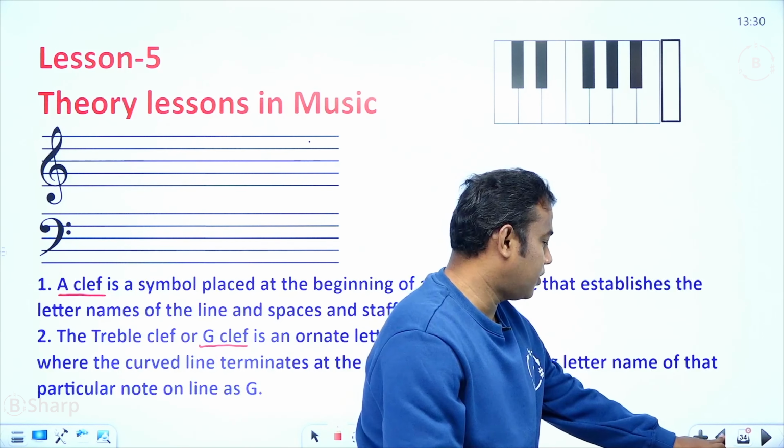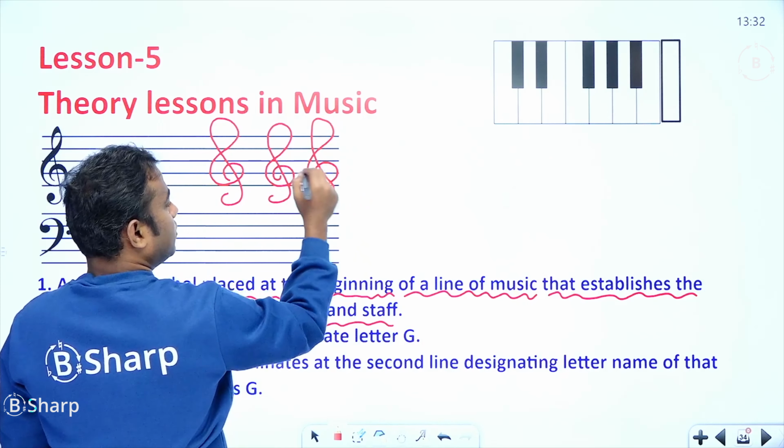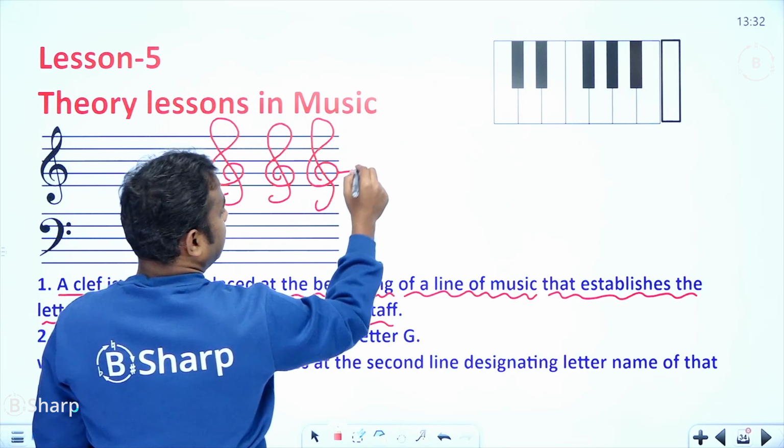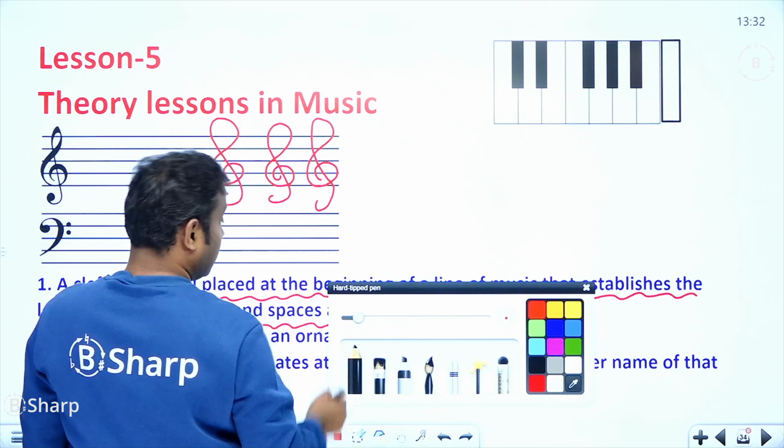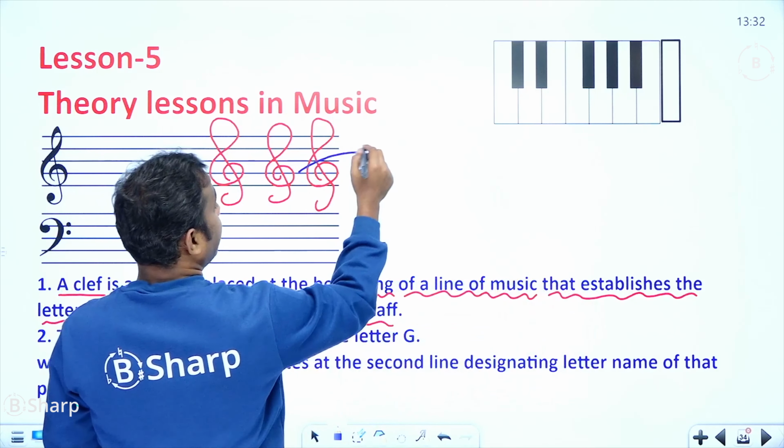When you look at the first one here, this symbol is there. Look at how this symbol looks. It actually starts like this and ends here. I have written it in a different way, but actually it starts like this and ends here, so you should draw it like this. If you observe carefully, the line is ending on the second line.